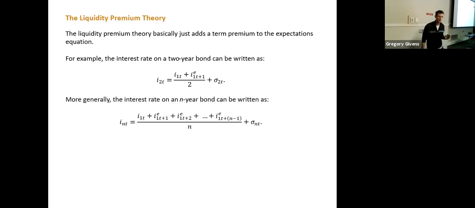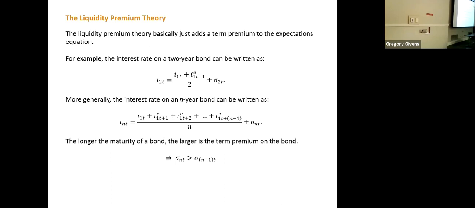More generally speaking, the interest rate on an n-year or an n-period bond would just be the average of the current 1-year and next future n-1 1-year interest rates over the life of that bond, which is n years, plus a term premium, sigma n, right? And the basic idea here is that as the length of the bond matures, the term premium gets bigger. So sigma n is bigger than sigma n-1, right?